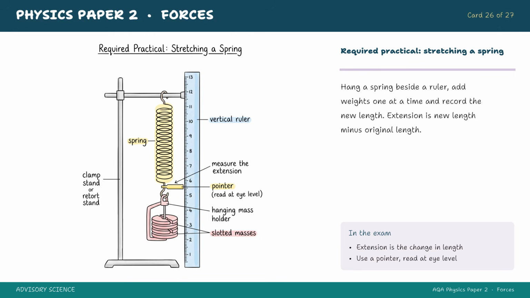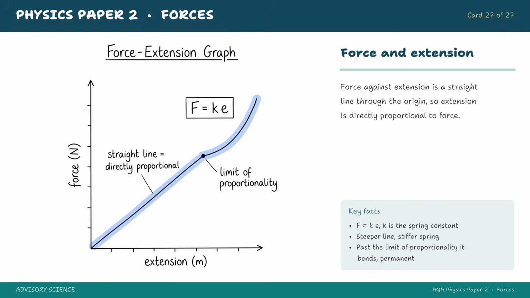Add weights one by one. Each time you add a weight, record the new length. Calculate the extension by subtracting the original length from the new length. Extension is the change in length, not the total length. A graph of force against extension shows a straight line through the origin. This proves that extension is directly proportional to the force applied.